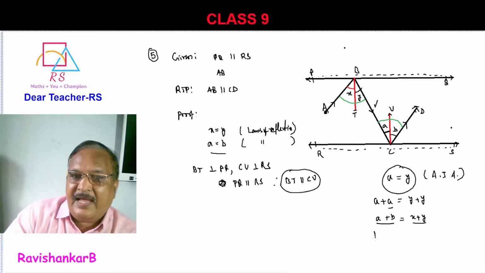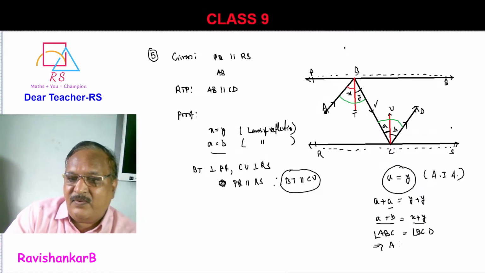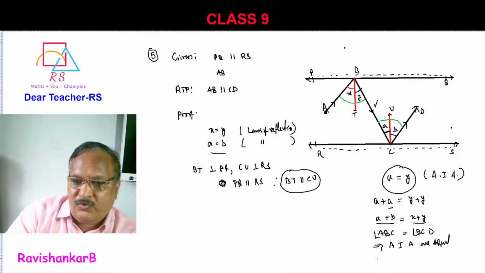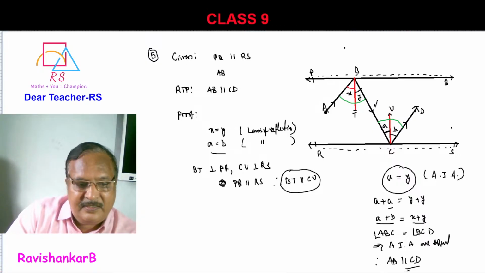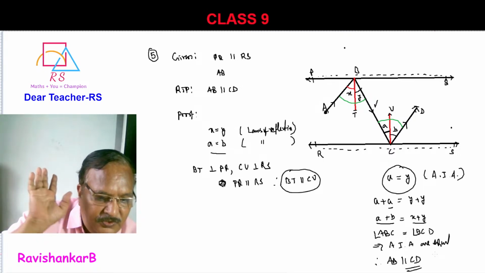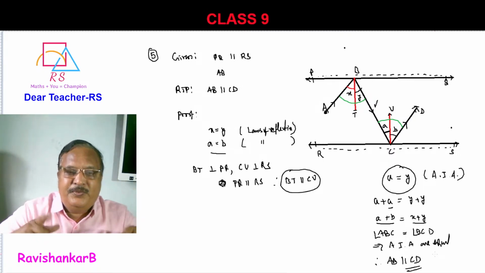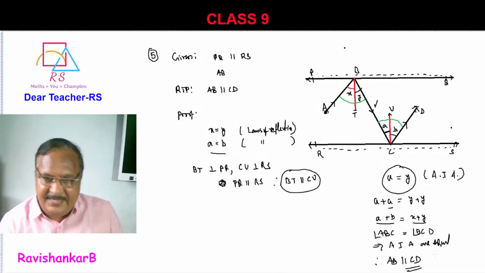That means angle ABC is equal to angle BCD. That means alternate interior angles are equal. Alternate interior angles are equal. Therefore, AB is parallel to CD. This is how you have to do it. So with this, you repeat this video and see it again.